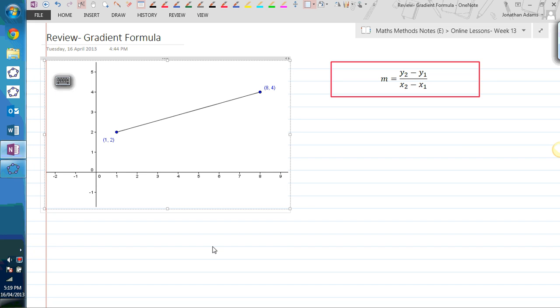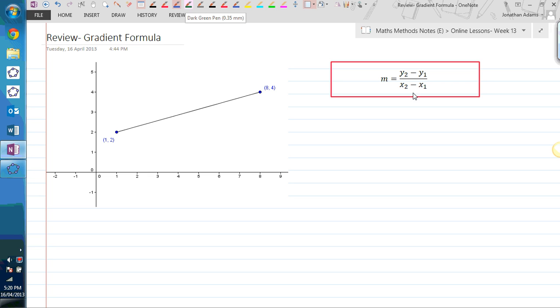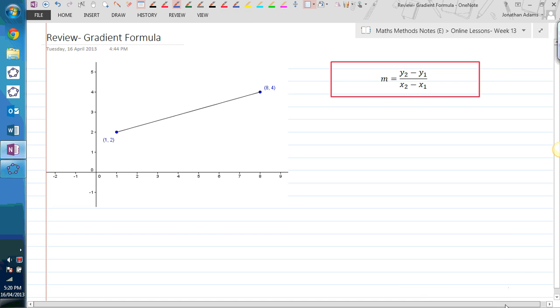The third and final formula that we looked at the end of last term was the gradient formula. And this formula is, I guess, one of the most important formulas that we're going to learn in our studies of coordinate geometry. And this formula, or the idea of gradient, is going to be the basis for the remainder of the methods course.